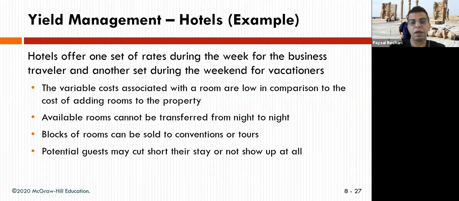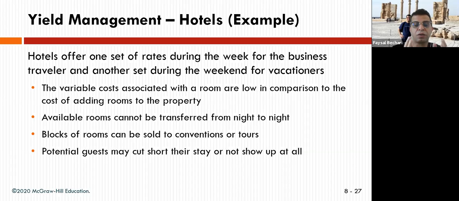Now, once again, about hotel yield management: hotels offer one set of rates during the week for business travelers and another set during the weekend for vacationers. So there's different pricing, even based on the background of the people, which countries they come from. They also have a different rate. The variable costs associated with the room are low: changing the sheets, bringing some new water, and all these things. So it's very low.